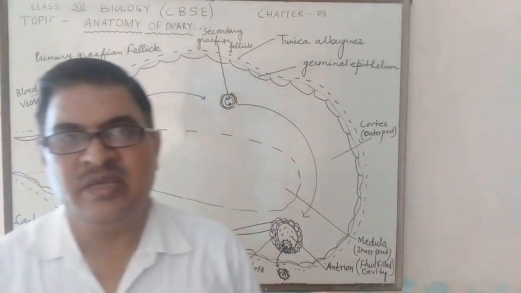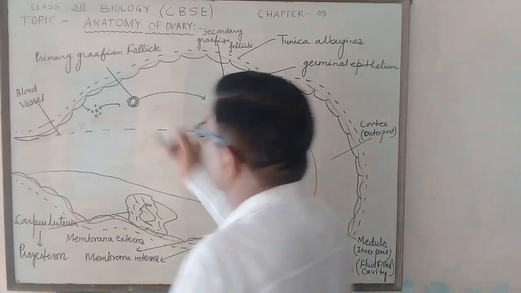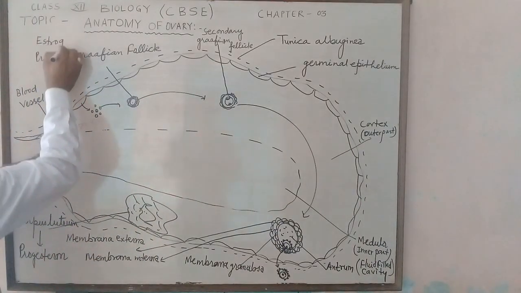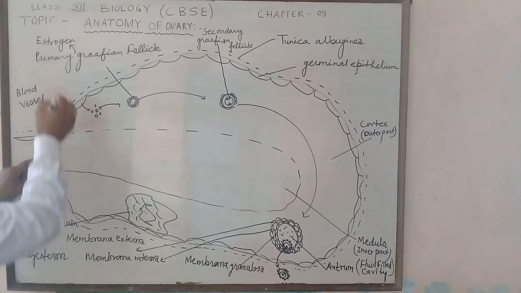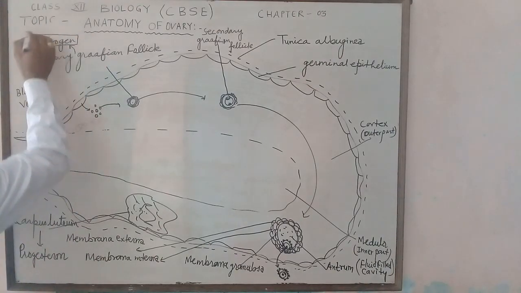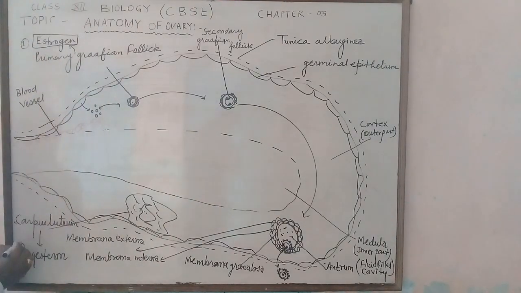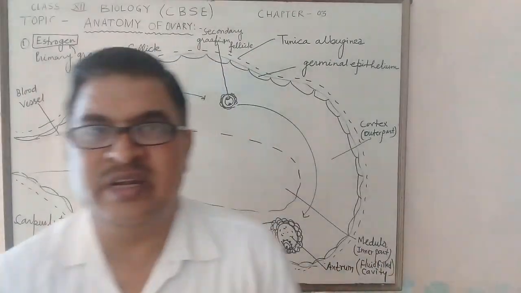Graafian follicle development occurs in the outermost part, the cortex, and these Graafian follicles secrete a hormone called estrogen. The estrogen hormone, secreted by the Graafian follicle, is the first hormone of the ovary, and the progesterone hormone is secreted by another structure, the corpus luteum. In this way, you have studied the anatomy of the testis and ovary in detail.